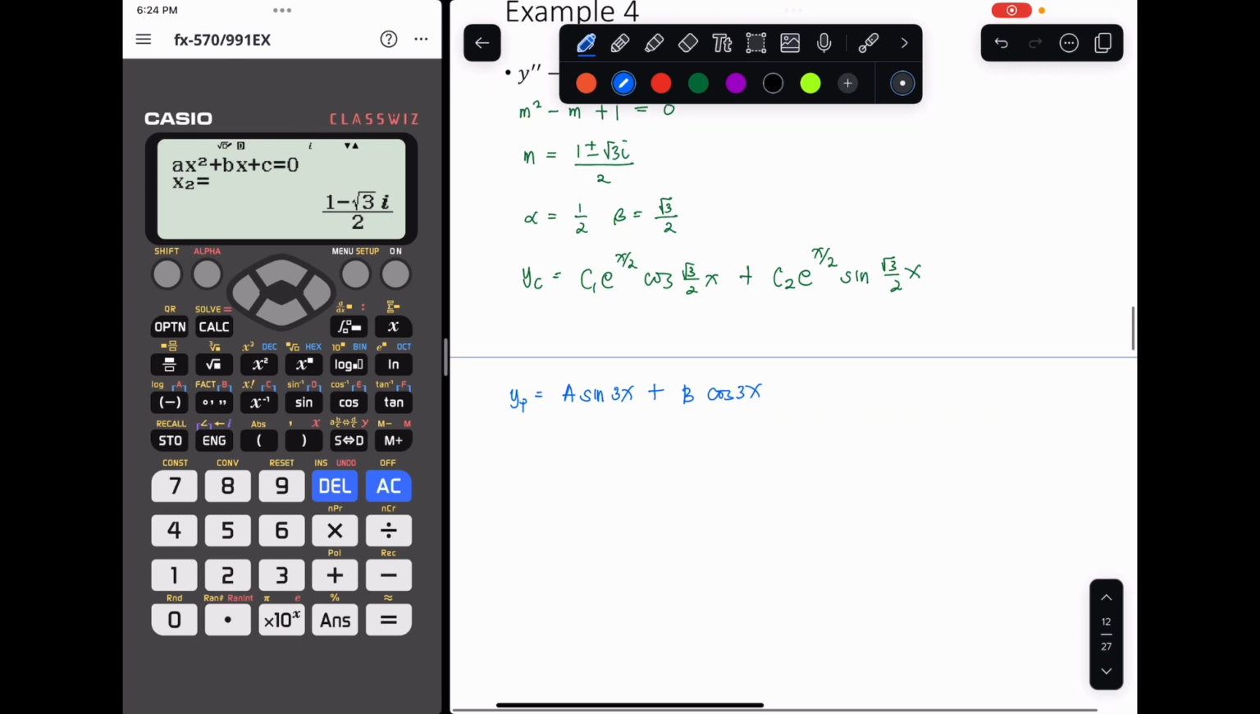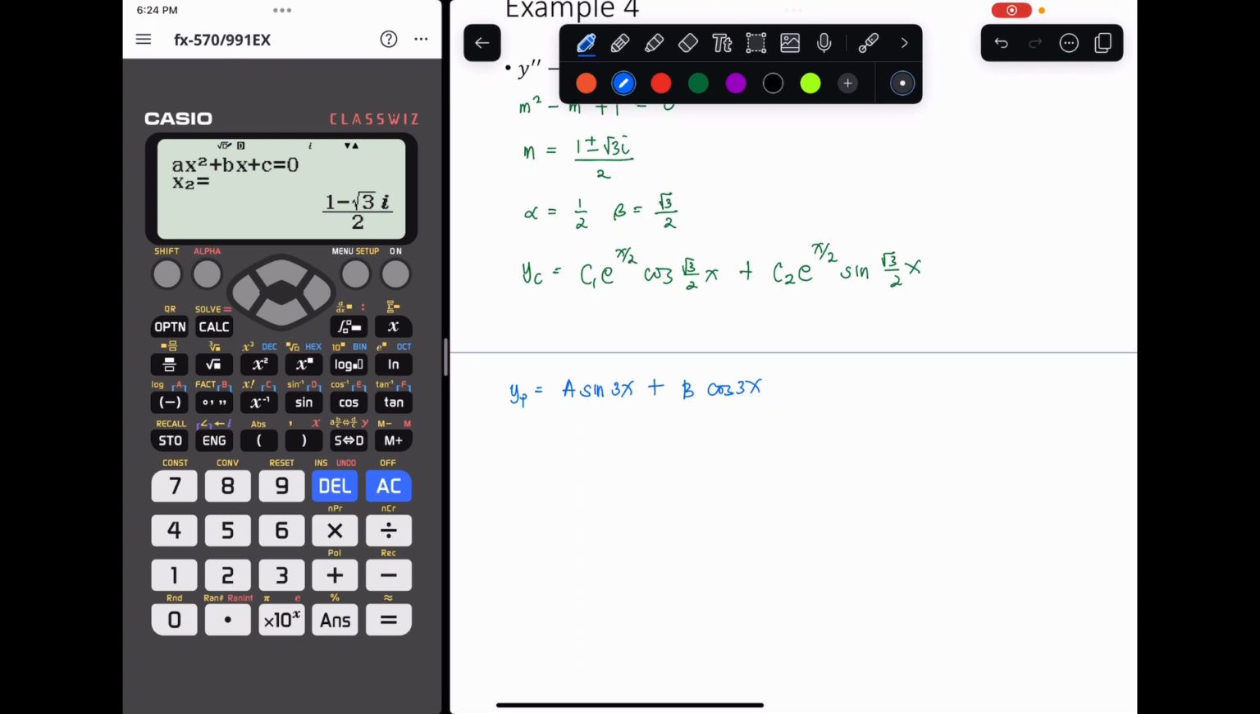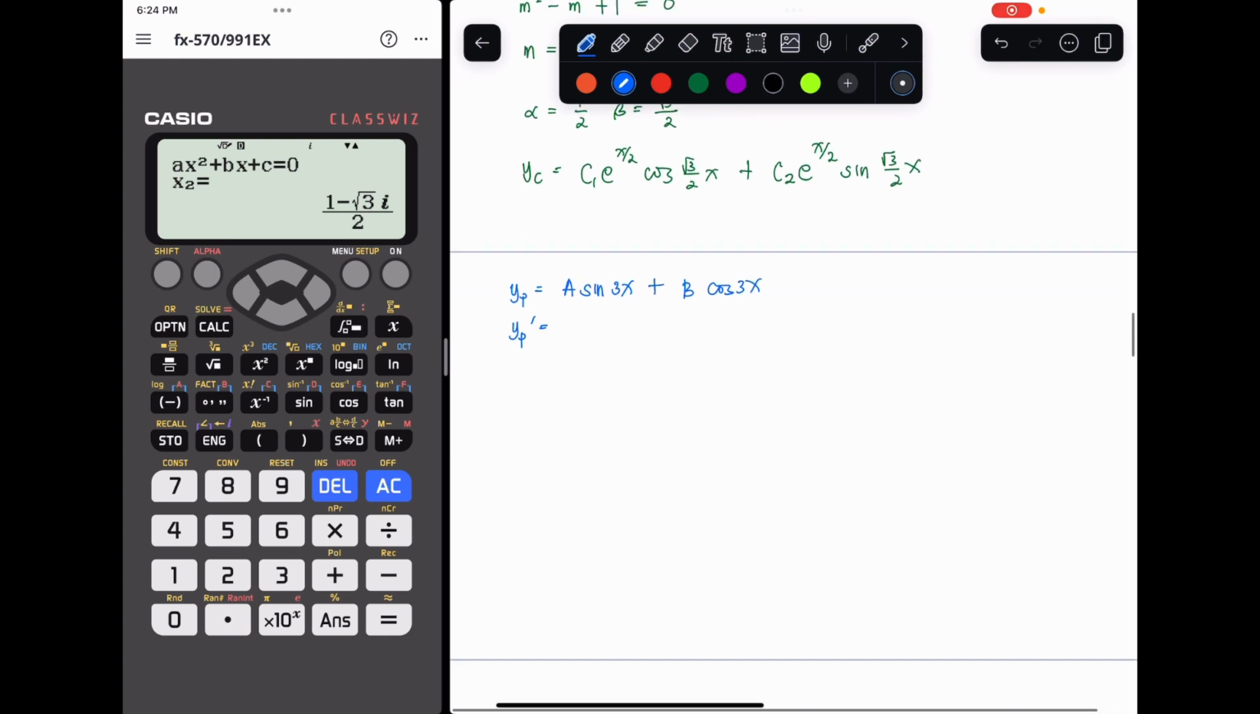Then we need the second derivative, so we need to find the derivatives. So yp prime will be A times the derivative of sine 3x, which is cosine 3x, and the derivative of 3x is 3, giving us 3A cosine 3x. And then for B, the derivative of cosine is negative sine 3x, and the derivative of 3x is 3, giving us negative 3B sine 3x.